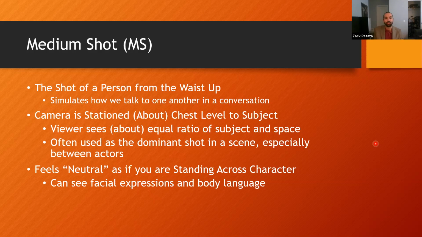The viewer sees about an equal ratio of subject and space in the frame. It's often used as the dominant shot in a scene, especially between actors. It feels neutral, as if you're standing across from a character. You can see facial expressions and body language. So let's park on this for a second. This is an important one.